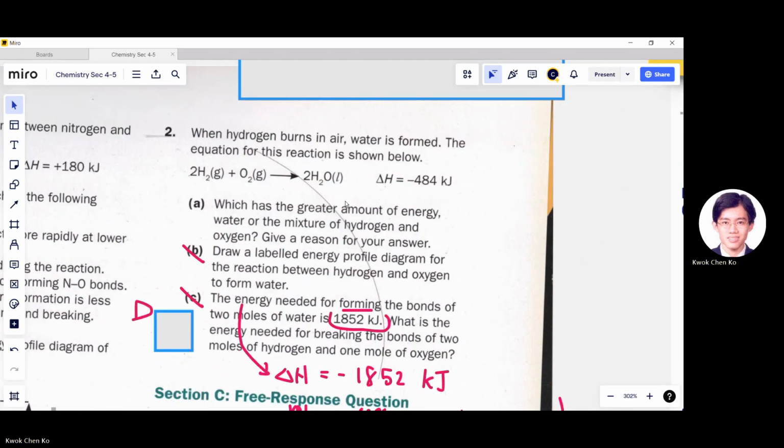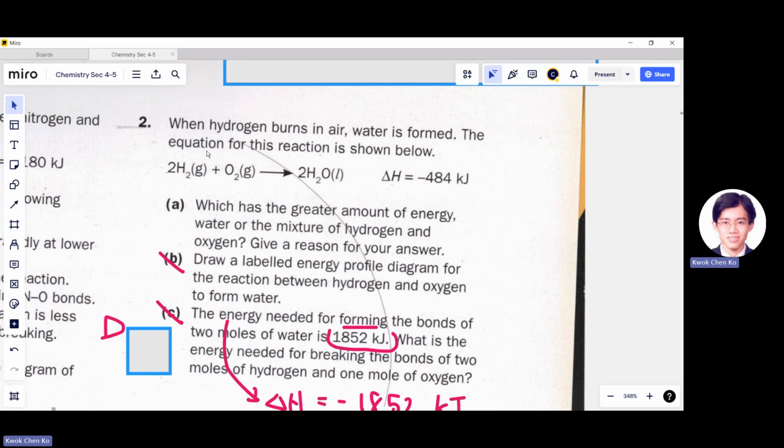2A. Zayden, do you do 2A? Square root. So which one has a greater amount of energy? It's the mixture. Yes, good. Reason? And at the end: because the endothermic reaction and the product of the chemical reaction must have more energy content than the reactants. The mixture is the reactant, no? Zayden, look carefully at the question. The mixture is the reactant side.